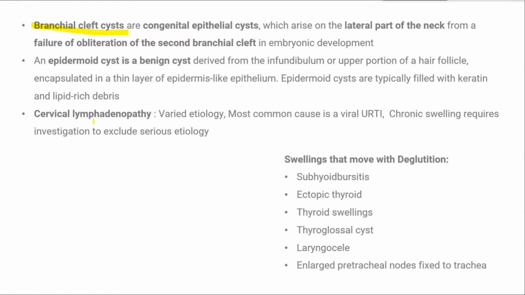For a differential diagnosis to consider in relation to the question, you have to understand what other swellings will move with deglutition. First, we know the answer for this question, that is the thyroglossal cyst. Others are any other swelling related to the thyroid, ectopic thyroid, subhyoid bursitis, laryngocele, or pretracheal nodes fixed to the trachea.